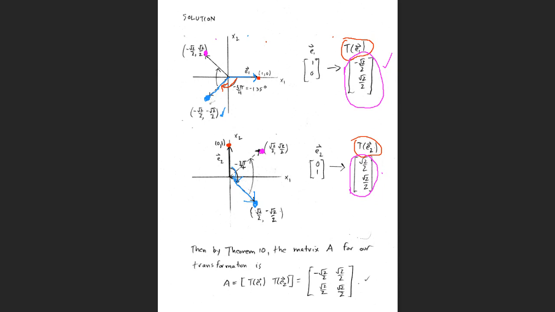And so by theorem 10 from section 1.9, the matrix A for our transformation is the matrix you see there, where the column vectors consist of, first column vector of the matrix A is T of E1, that transform vector. The second column vector is transform vector E2, transform of E2. It's that simple. It's that simple, really.